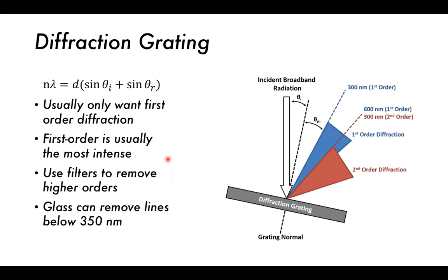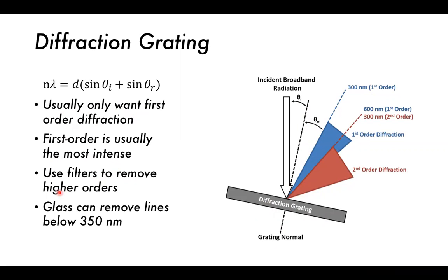So, diffraction gratings here again. We have incident broadband radiation, which has an incident angle and a reflected angle here. We have our diffraction grating here. We have our grating normal, which is 90 degrees to our diffraction grating's base plate. So we have first order, second order, and so on. Reflection. First order is usually the most intense. It's the major light. We usually only want first order diffraction actually.